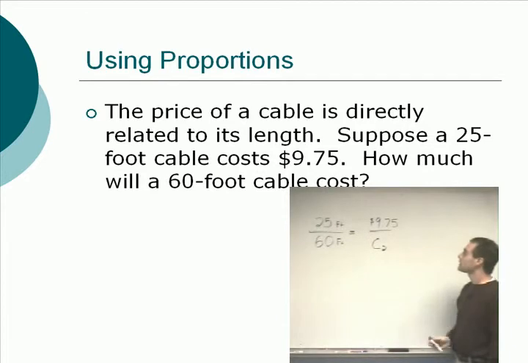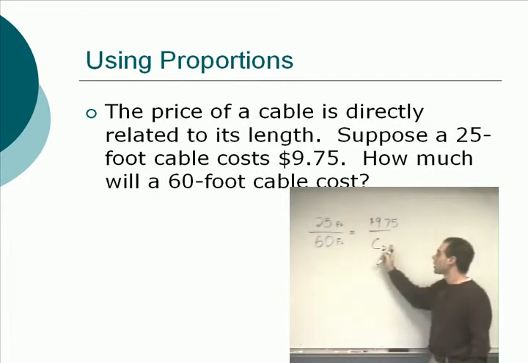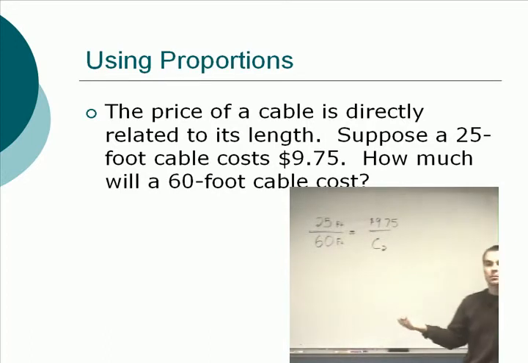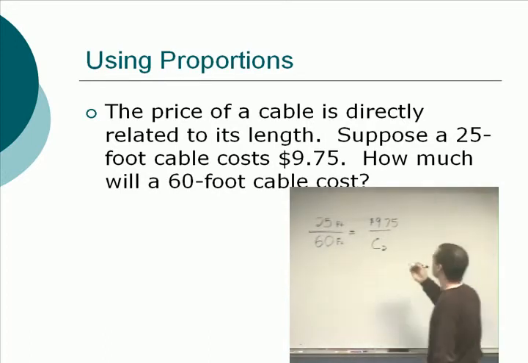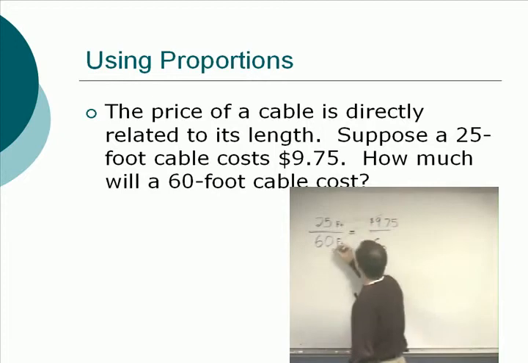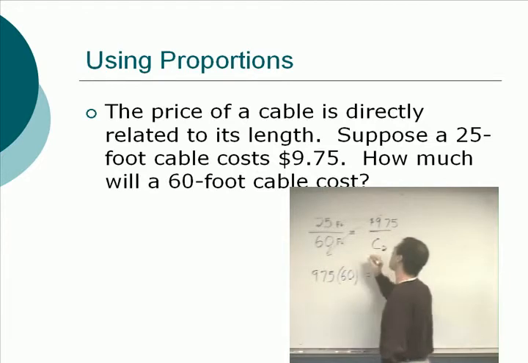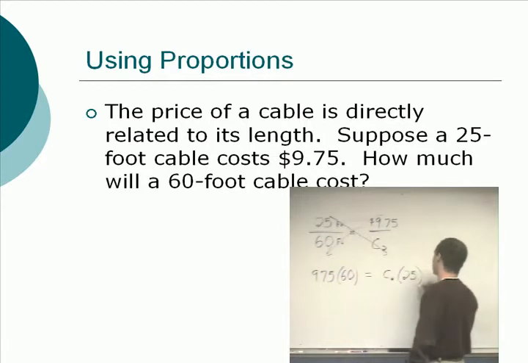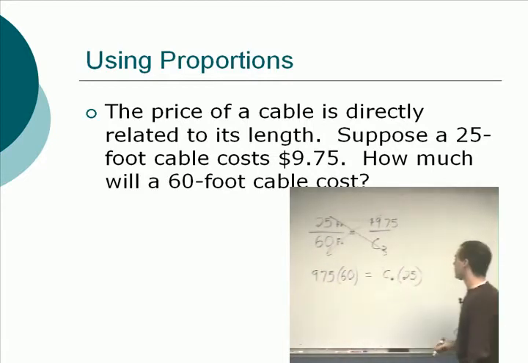So we have $9.75 for the 25-footer. We want to know how much for the 60-footer. You've solved proportions before, cross multiply. Okay? So in this direction we have 9.75 times 60, and in the other direction we have C2 times 25. Divide both sides by 25.